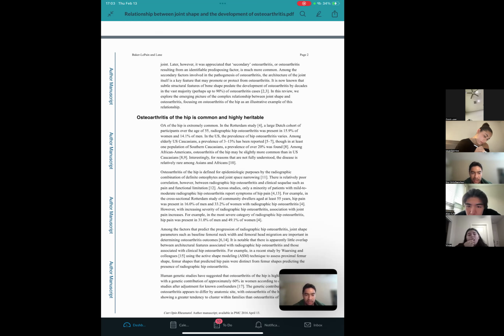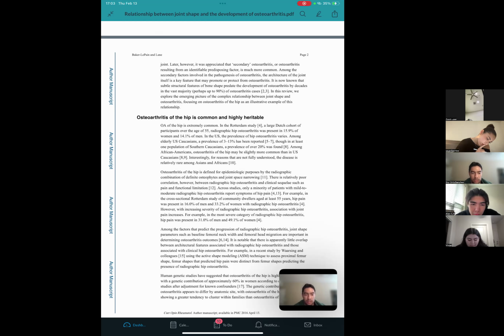Osteoarthritis of the hip is defined for epidemiologic purposes by the radiographic combination of definite osteophytes and joint space narrowing. There's relatively poor correlation, however, between radiographic hip osteoarthritis and clinical sequelae such as pain and functional limitation. Across studies, only a minority of patients with mild to moderate radiographic hip osteoarthritis report symptoms of hip pain. For example, in the cross-sectional Rotterdam study of community dwellers aged at least 55 years, hip pain was present in 16.0% of men and 33.2% of women with radiographic hip osteoarthritis.